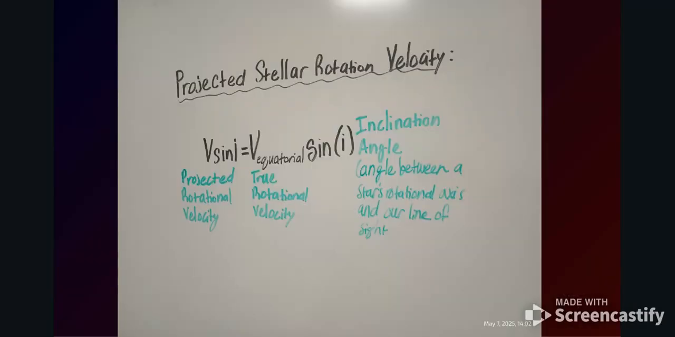The projected stellar rotation velocity formula is as follows. V sine I is the projected rotational velocity for a star, the velocity we observe in our line of sight. V equatorial is the true rotational velocity of the star. I is the inclination angle, which is the angle between a star's rotational axis and our line of sight. This formula can be used to determine the projected stellar rotation, the true rotational velocity of the star, and the inclination angle.